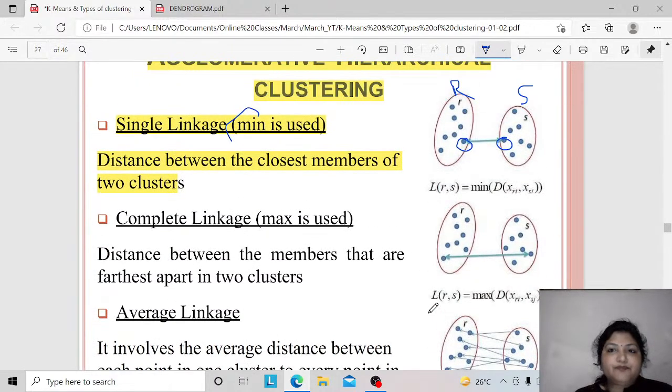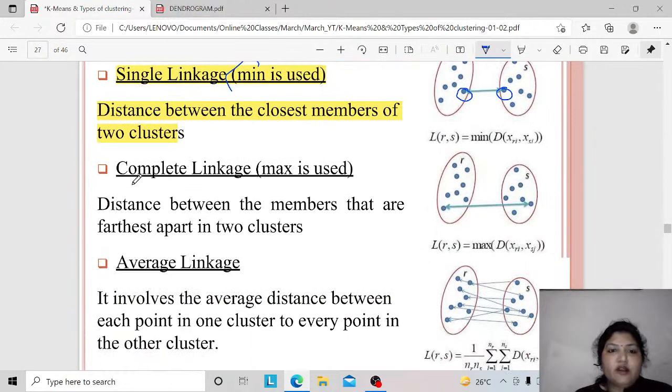Next would be complete linkage, where you find the maximum distance between two data items of two different clusters. Over here we have two clusters, R and S, and different points in them. Then rather than having single linkage with the minimum distance, we apply the second approach, that is complete linkage, where the maximum distance is used.